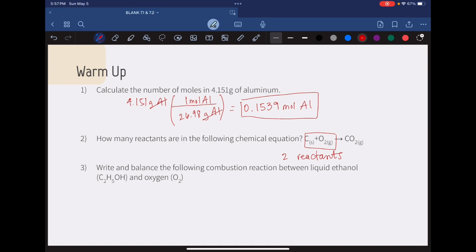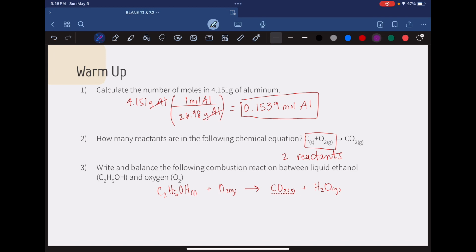Now, the last one. Write and balance the following combustion reaction between liquid ethanol, C2H5OH, and oxygen, which is a diatomic, so it's O2. So, C2H5OH, which is our ethanol, is liquid, burns in oxygen, which is going to be a gas. Combustion reactions will always produce carbon dioxide and water. Always. It's always going to be a fuel burning in oxygen to produce CO2 and H2O.